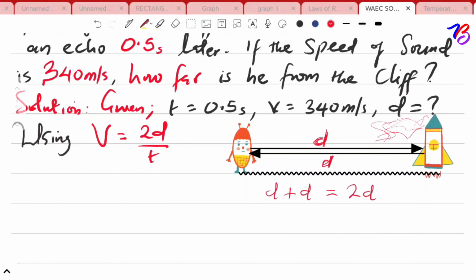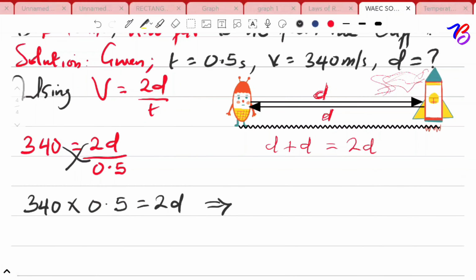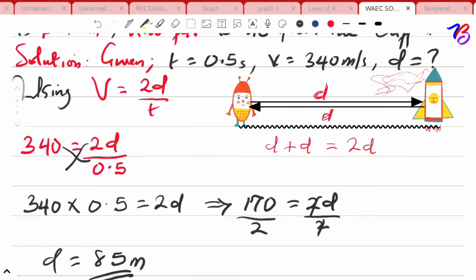So let's use 340 is equal to 2d all over 0.5. Here 340 is our velocity, you can see that is given to us. Let's cross multiply now, so that we have 340 multiplied by 0.5 will equal 2d. From here, 340 multiplied by 0.5 will give you 170 is equal to 2d. Divide through by 2. 2 cancels out 2. Then d is equal to 170 by 2, which gives you 85 meters.